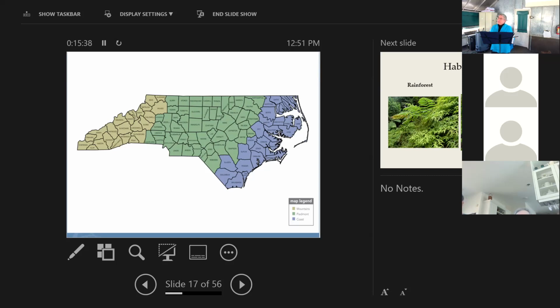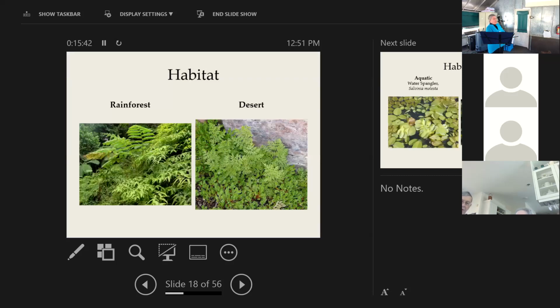Now, let's begin to look at where ferns grow and how to begin to differentiate among them. First thing you want to think is habitat. Are you in a rainforest, like where you might see tree ferns, like in New Zealand? Or are you in the Sonoran Desert, like this lip fern here? So very dry, very moist habitat.